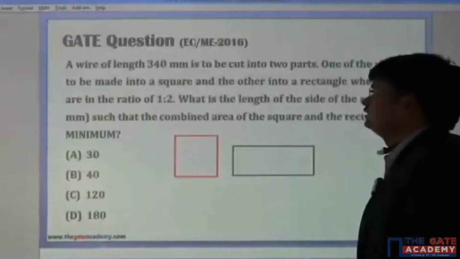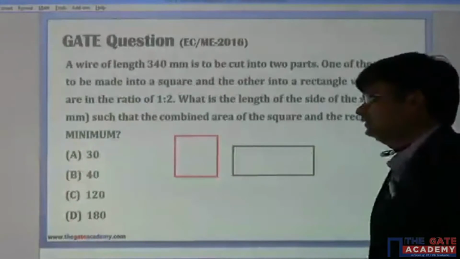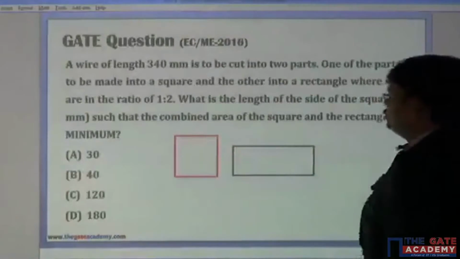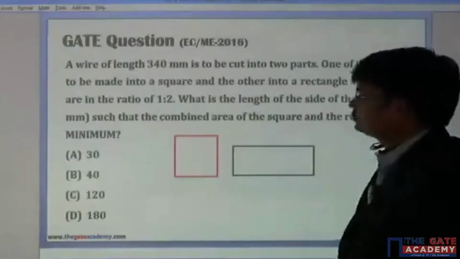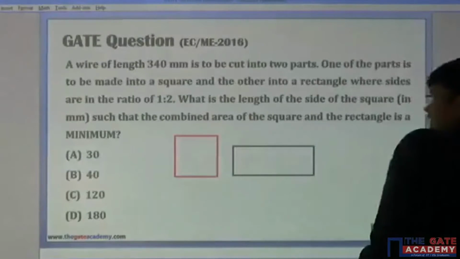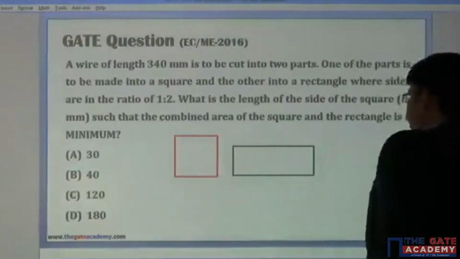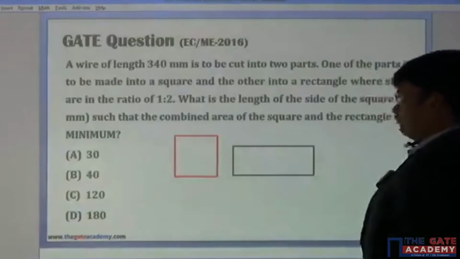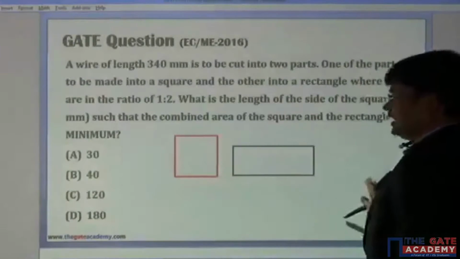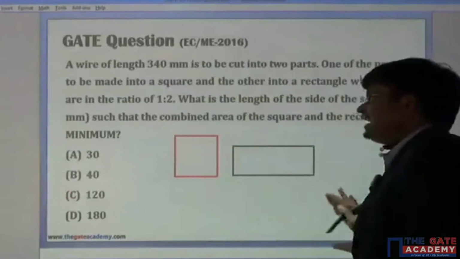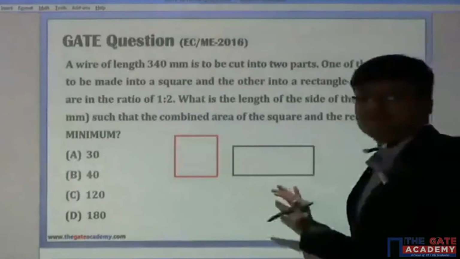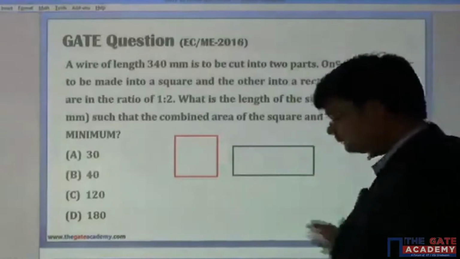So this question is asked in EC and mechanical paper. A wire of length 340 mm is to be cut into two parts. One of the parts is to be made into a square and the other into a rectangle, where the sides are in the ratio 1:2. What is the length of the side of the square such that the combined area of the square and the rectangle is minimum? So what they want, the combined area should be minimum.